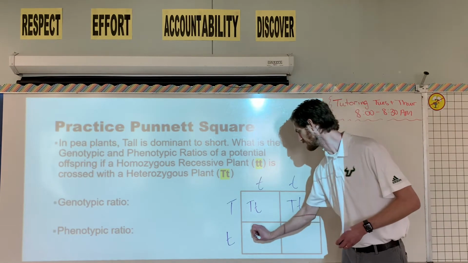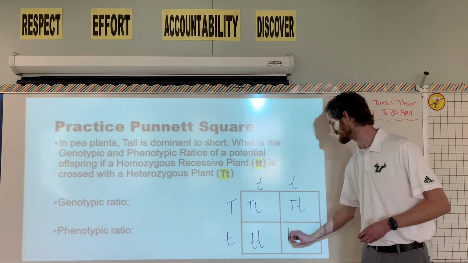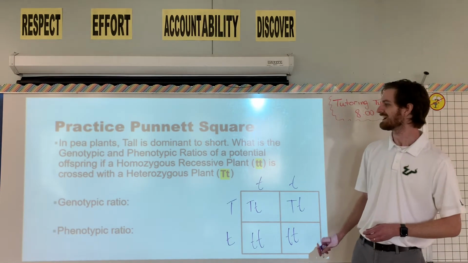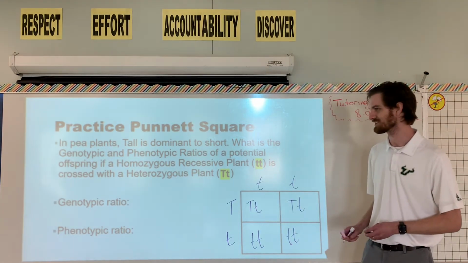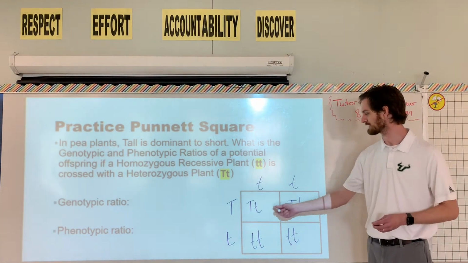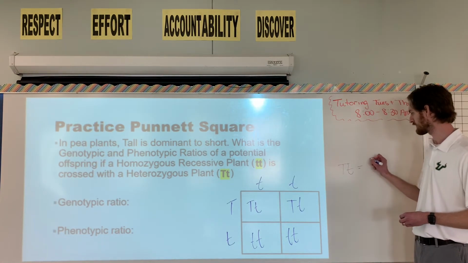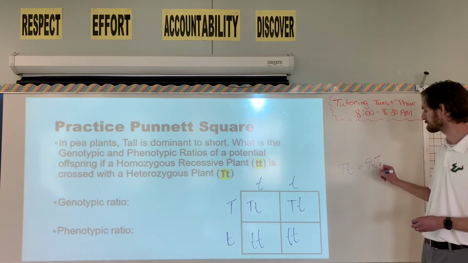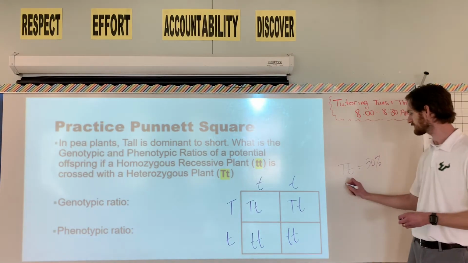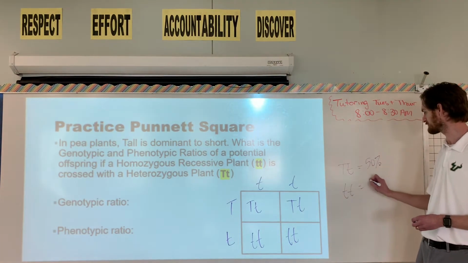Lowercase t's come across, and the lowercase t's come down. All right, so the genotypic ratio that I get here is kind of the letter combination. So I have a heterozygous ratio of 2 out of 4, or 50%. So 50% chance of getting heterozygous. I also have a 50% chance of a homozygous recessive as well.